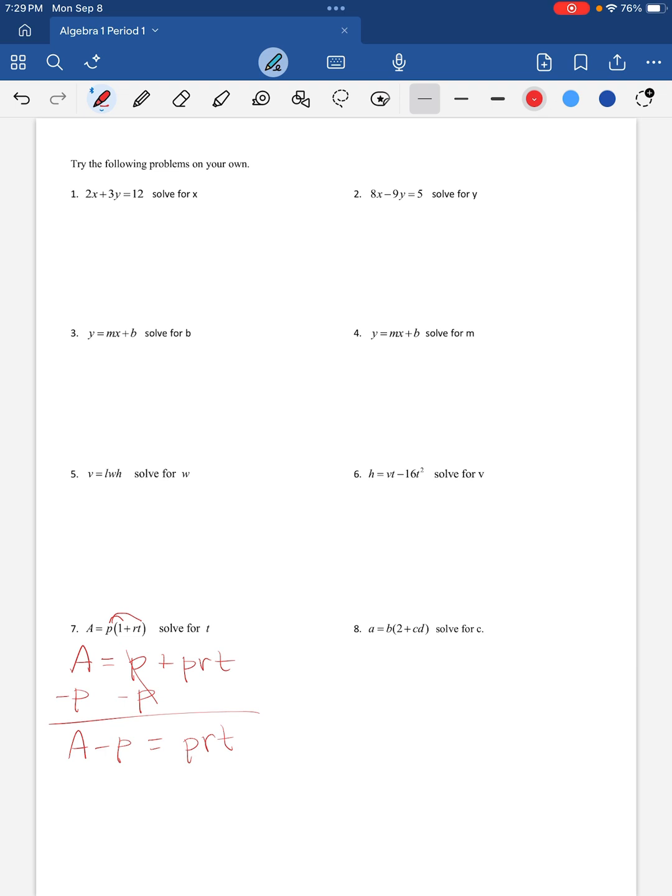So finally, for my last step, I currently on the right side have p times r times t. Well, the t is being multiplied by pr, so the opposite of multiplying by pr would be to divide by pr. So those are going to cancel on the right, and now we've got t alone, and it equals A minus p all over pr. And there's our final answer.